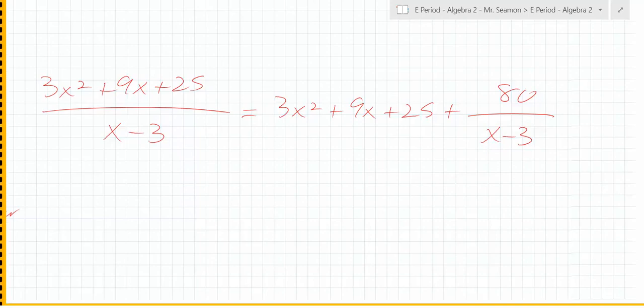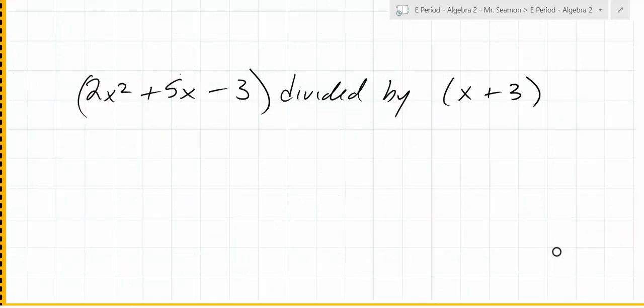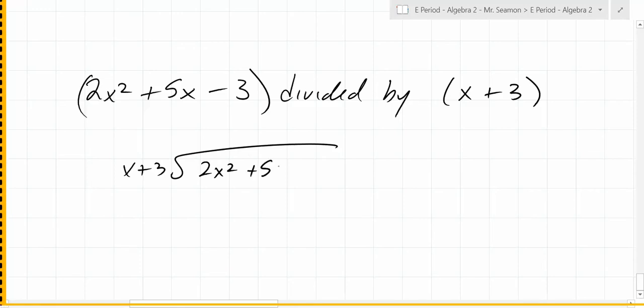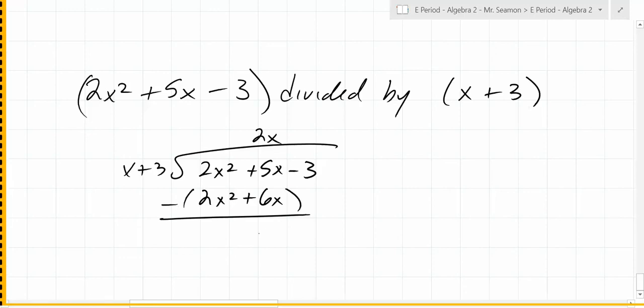It seems nasty. Set this up. The first thing is the setup. You have x plus 3 into 2x squared. Are there any zeros you need to put in there? No, because they're all there. So you have 2x squared divided by x. What is that? 2x. So you have 2x squared plus what? 6x. You subtract, you end up with negative x.